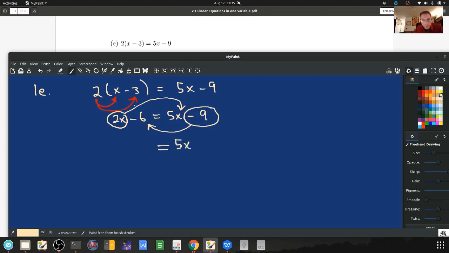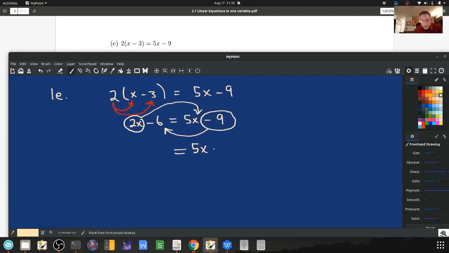When I move my 2x over, it changes sign and becomes minus 2x. My minus 6 stayed, but the minus 9 moves over. So the price it pays is the minus is dropped. It changes its sign. Oh, that's much better. 9 minus 6 is 3. And 5x minus 2x is 3x.